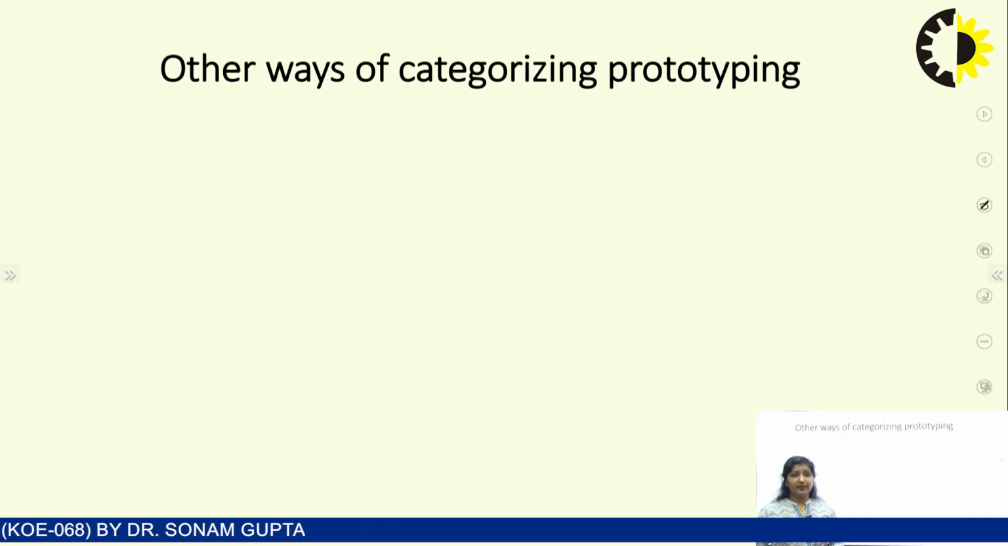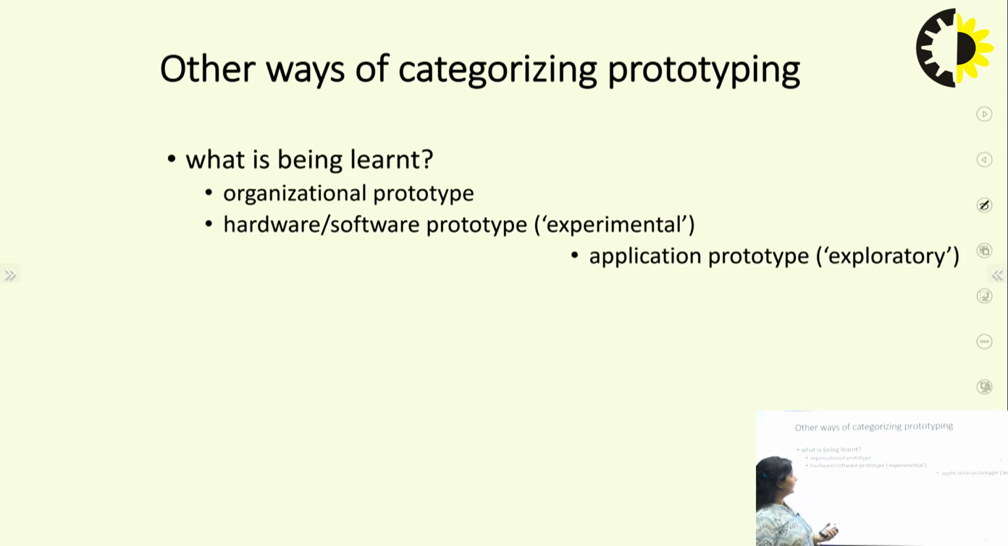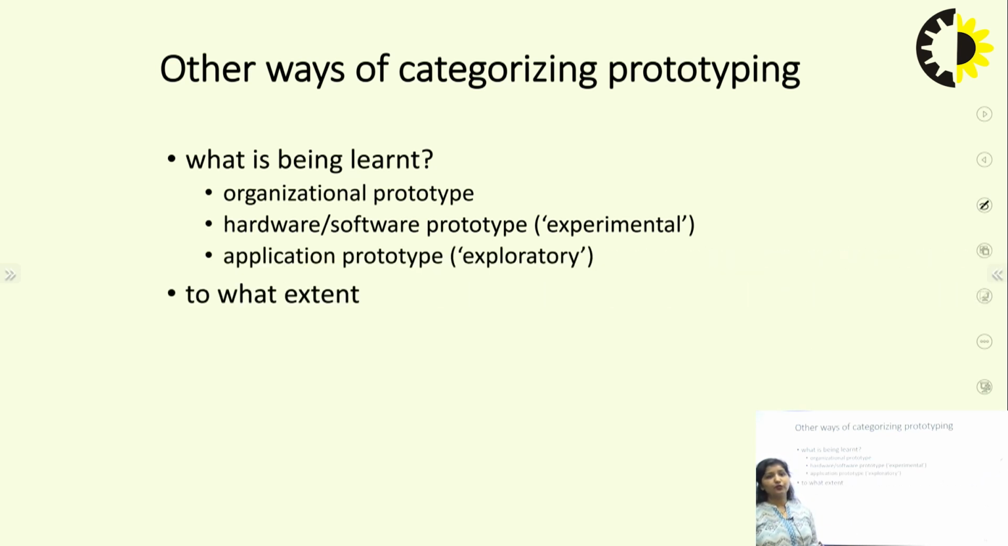Now, what are the other ways of categorizing the prototyping? What is being learned? Like we are having organizational prototypes, hardware software prototypes which are experimental in nature, application prototypes which are exploratory in nature. Application prototype basically involves that feedback loop from where the user can say, okay, this is a good prototype, this is a bad prototype, this is the user interface which I require. So this comes under exploratory. What is under experimental? Experimental means testing which technology can be worked upon for a software, or testing that this is a hardware which can be taken care of.